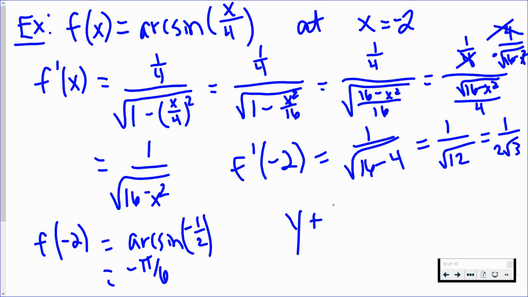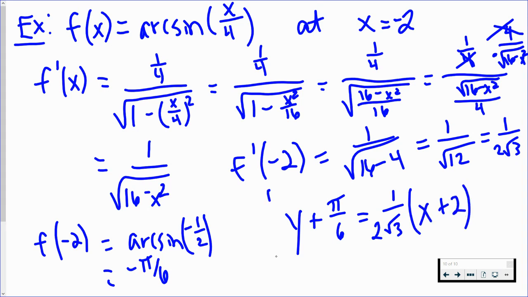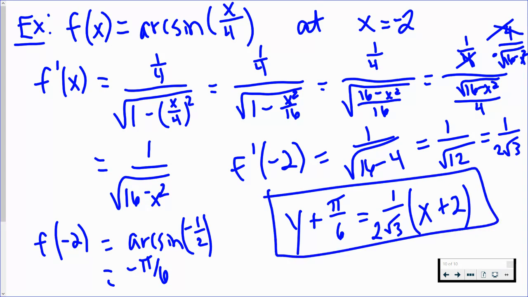Let's write our tangent line: y minus negative, so it becomes plus pi over 6, is our y-coordinate, equals the slope, 1 over 2 square root of 3, or square root of 3 over 6, however you want to write it, times x minus negative, so plus 2. And that would be the equation of our tangent line for this function at x equals -2.